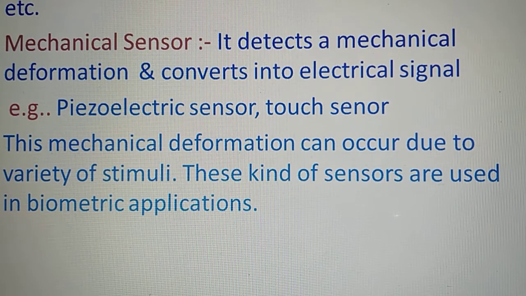And in this way, the piezoelectric sensor detects the mechanical deformation. As soon as you apply external pressure on its faces, the piezoelectric sensor senses how much pressure is applied on it and converts that applied force or pressure into electrical voltage. That is called a piezoelectric sensor or touch sensor. This mechanical deformation can occur due to a variety of stimuli. This kind of sensor is used in biometric applications nowadays.